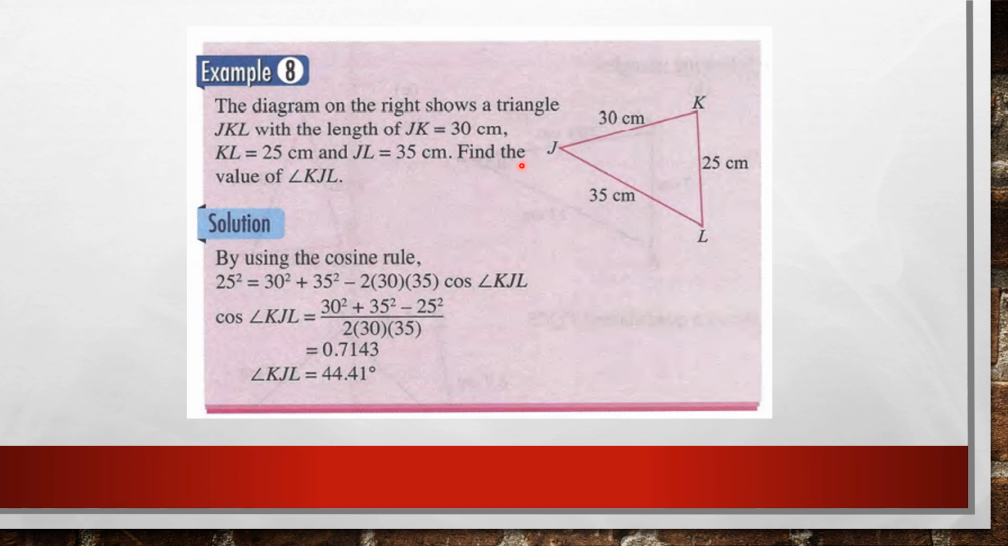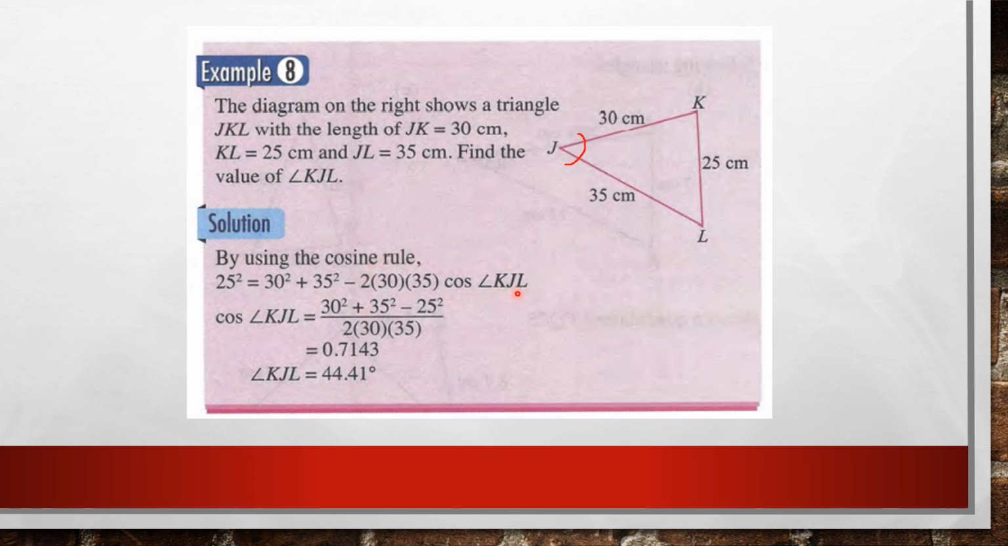So now we want to find the value of angle KJL. The angle is at J, KJL. You want to find this angle, so we always start with the opposite side, that is 25. So 25 squared equals 30 squared plus 35 squared minus 2 times 30 times 35 cos KJL.